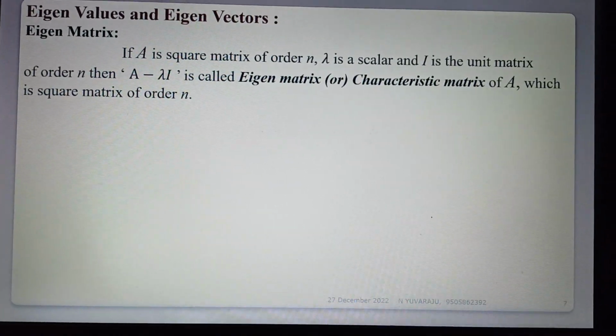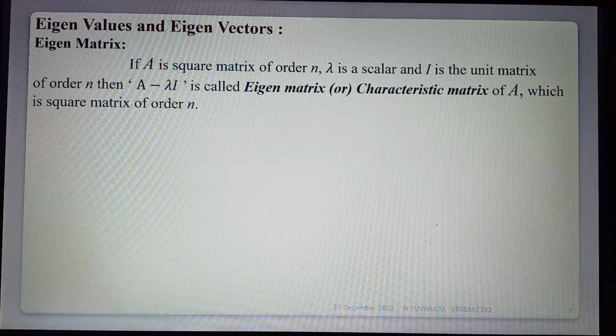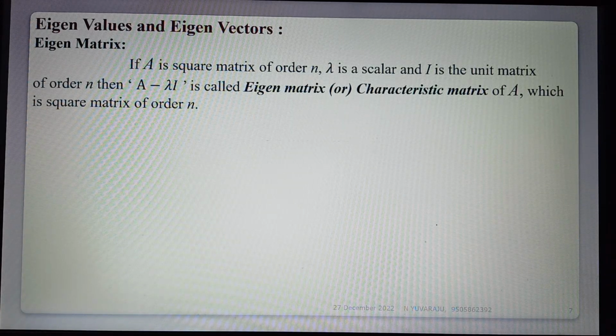So if A is a square matrix of order n, lambda is any scalar and I is the unit matrix of order n, then A minus lambda I is called the eigen matrix or characteristic matrix of A, which is always a square matrix of order n. A minus lambda I is the matrix A minus lambda times the unit matrix.